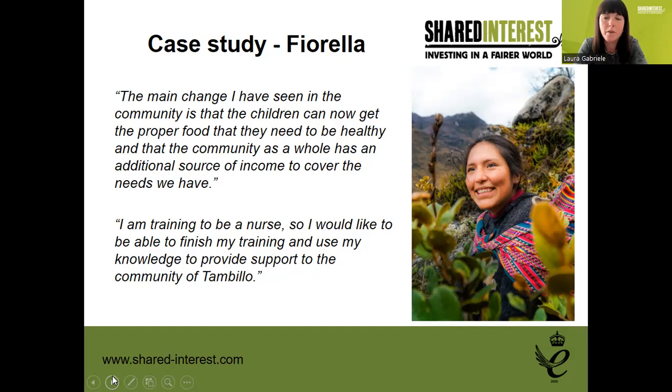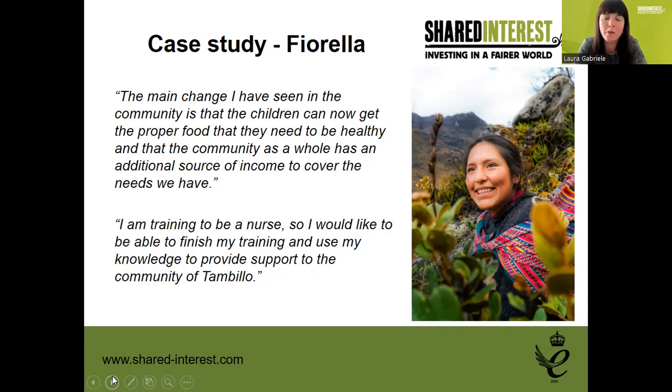And since working with Inca Moss, Fiorella told us the moss is something that is helping me economically, because it allows me to afford the purchase of food products and also clothing. I no longer struggle to buy the food that my family requires.